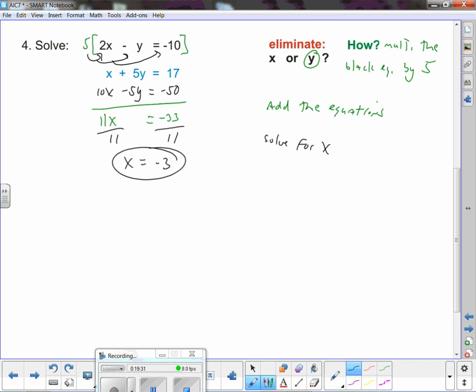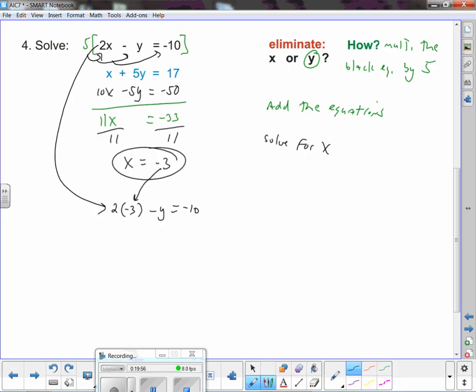Okay, again, you can choose either the top equation or the bottom equation and sub in. Again, in this situation, I think it's easiest to use the top. 2 times x minus y equals negative 10. Again, I'm always going to use a parentheses. I'm going to sub in my value. That's the safest way to solve.